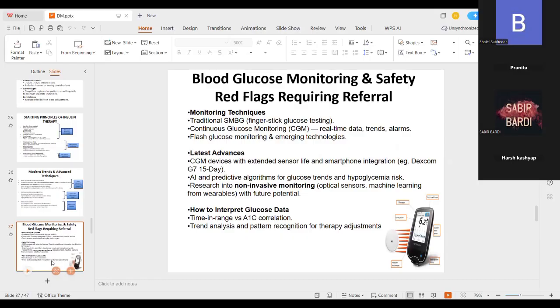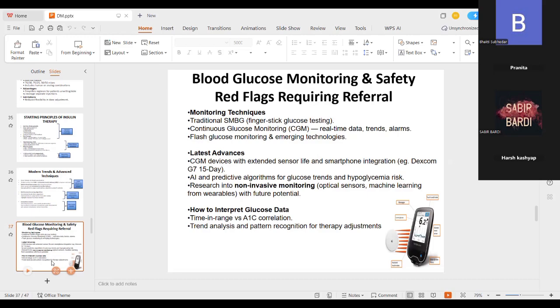It gives real-time data, trends, and alarms for the patient. Then it includes flash glucose monitoring and emerging technologies. Latest advancements are also going on, and some of them I have put in the slide, which include CGM devices, and AI and predictive algorithms for glucose trends and hypoglycemic risks. And further, research is also going on into non-invasive monitoring.